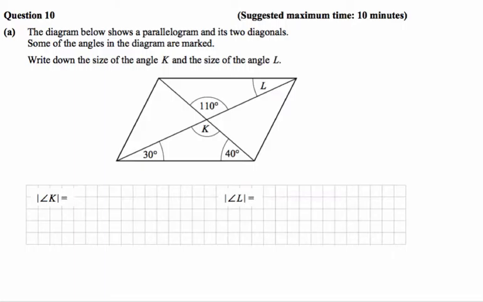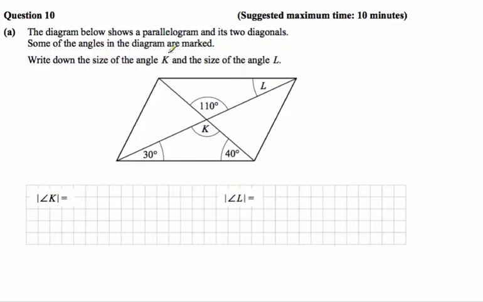So this is the 2016 Junior Cert Ordinary Level Paper 2, and we're looking at question number 10. Part A says the diagram below shows a parallelogram and its two diagonals. Some of the angles in the diagram are marked. Write down the size of the angle K and the size of the angle L.